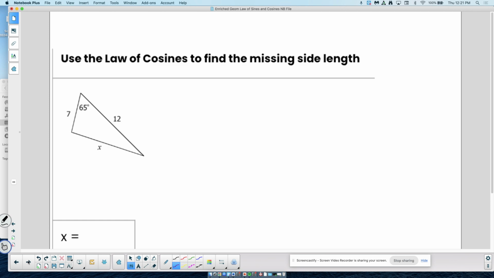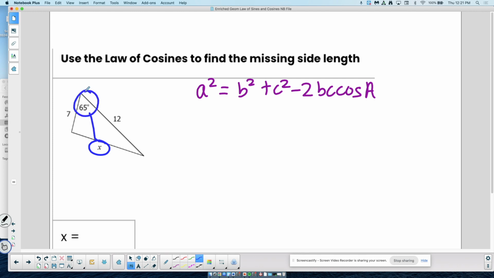So for these first few examples, we're finding the missing side length using the law of cosines. I'll just write down one of our formulas here so we can see what we're plugging into, and then we'll go from there. Okay, so we look here, my variable is x. So we're looking for a missing side length. I know x is going to be the side all by itself, acting as my A, and then the angle is 65.